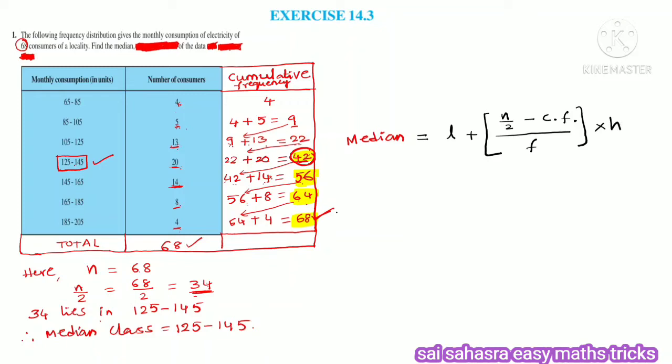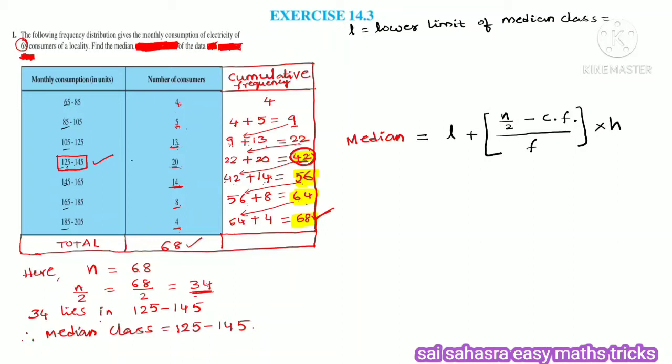Now let us see what is meant by L. L stands for the lower limit. So many lower limits are there: 65, 85, 105, 125, 145, 165, 185. In all those, we want only the lower limit of the median class.